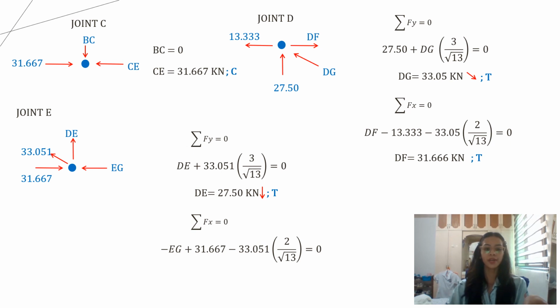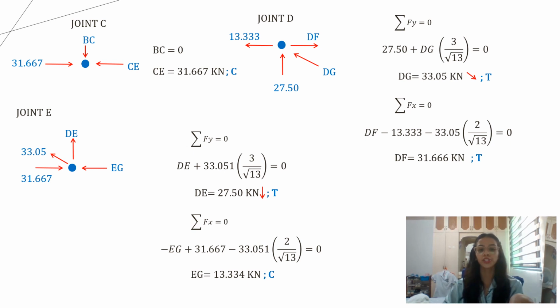For our summation of Fx, our missing is EG. It is pointing to the left, so our EG is negative EG plus 31.667, which is the CE, minus 33.051, which is our DG, times 2 over square root of 13 is equal to 0. Our EG is equal to 13.334 kilonewton. It is compression since it is pushing our truss.